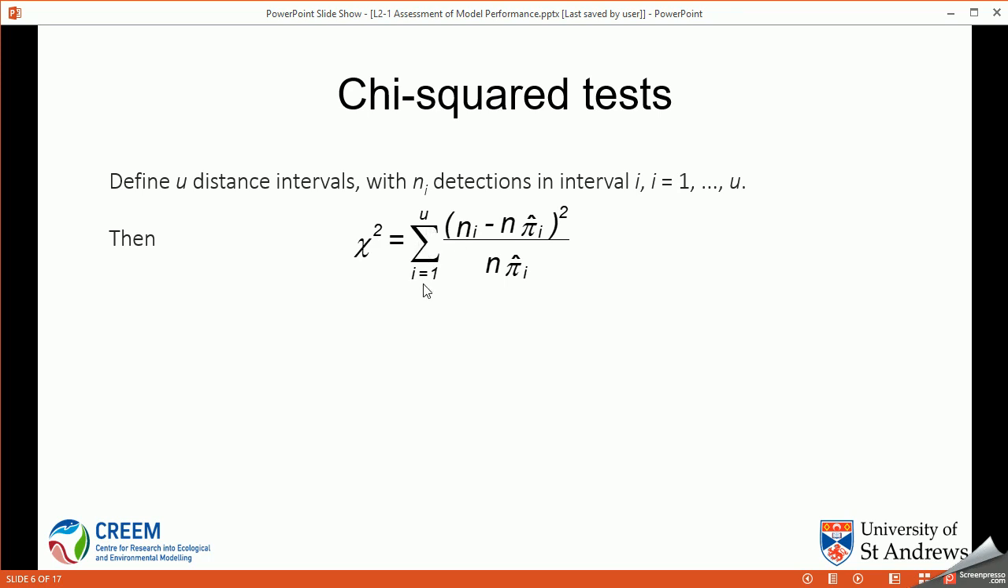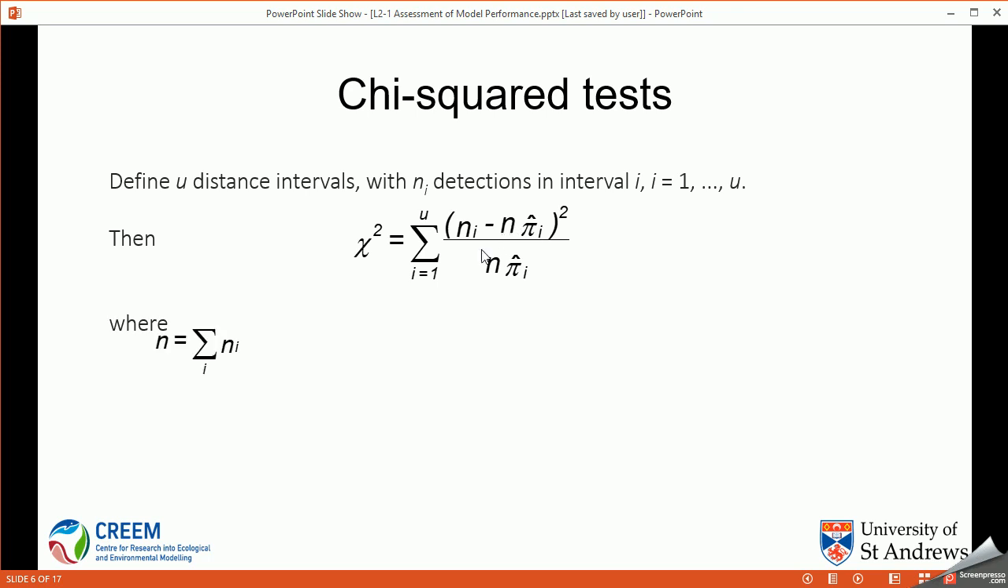So this first bit is just a sum from interval number 1 through to interval number U. And what you're summing is this term here, and it has 2 bits. The numerator is the distance between the observed number of detections in the ith interval, and this thing here is the expected number of detections in the ith interval. So you take that difference, and obviously the worse the fit, the bigger this distance is, the difference between these two, and it gets squared, and then it gets scaled by the expected number. So this is the same as this.